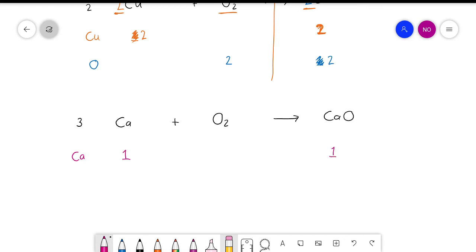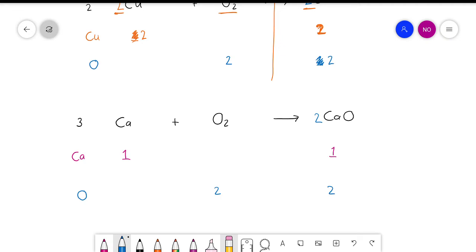Okay. Oxygens. How many do we have before? 2. Good job. How many do we have after? Only one. How can we fix that? Yes? Which one is it? A 2 or a 1? A 2. Okay, so now I have 2 of those molecules. Good. Okay, so now the oxygens are balanced.